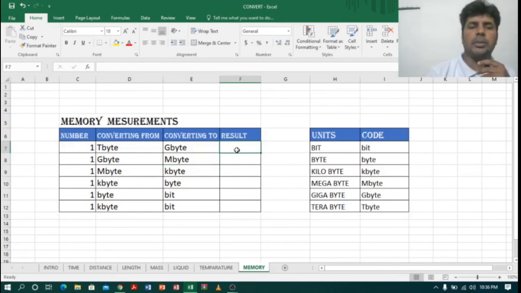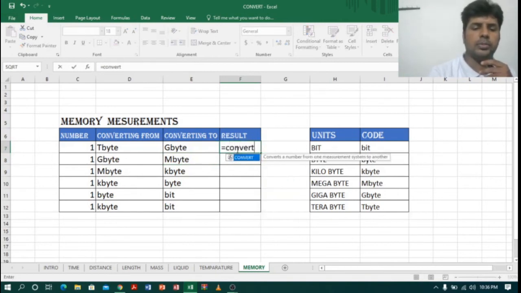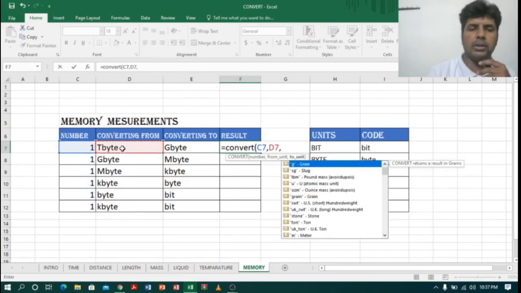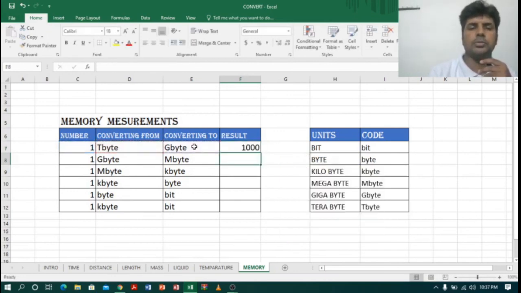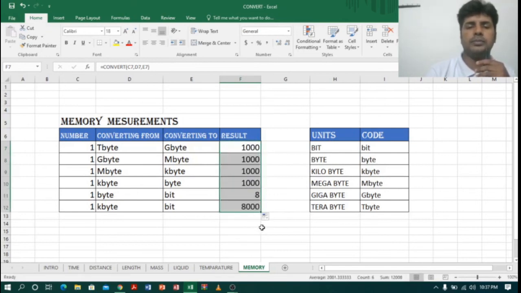So let us see how it will work. As we know, 1 terabyte is 1024 gigabytes. So =CONVERT, open bracket, select the first number, comma, next terabyte, comma, now I have to convert into gigabytes, close bracket, enter. Nice. It is showing 1000, so instead of 1024 it's showing a round figure of 1000. Let me drag this one. Nice. You can see 1 gigabyte is 1000 megabytes, 1 megabyte is 1000 kilobytes, 1 kilobyte is 1000 bytes, 1 byte is 8 bits, and 1 kilobyte is 8000 bits. Nice, right?